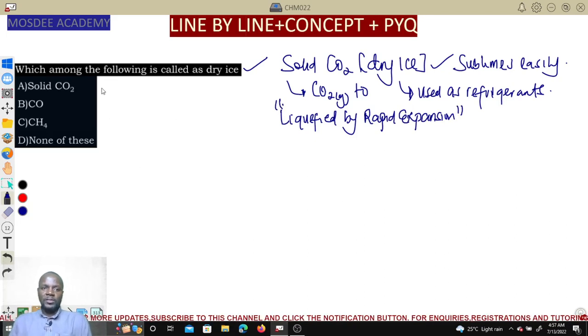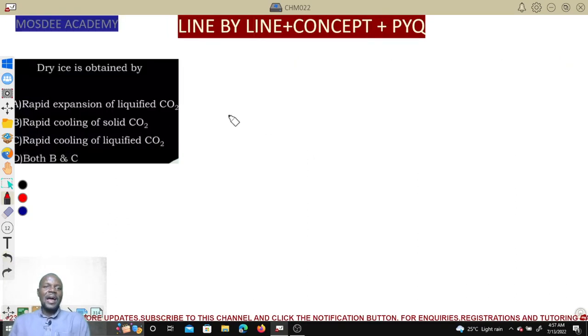So it is solid CO2, we call it dry ice. I don't think we have to waste too much time on that. The next one, we are almost there. Dry ice is obtained by rapid expansion of liquefied CO2. I just talked about that now, so that is why I took a pause.